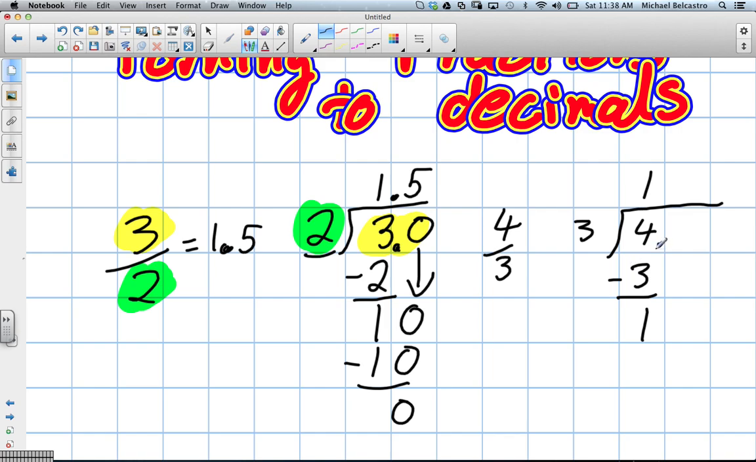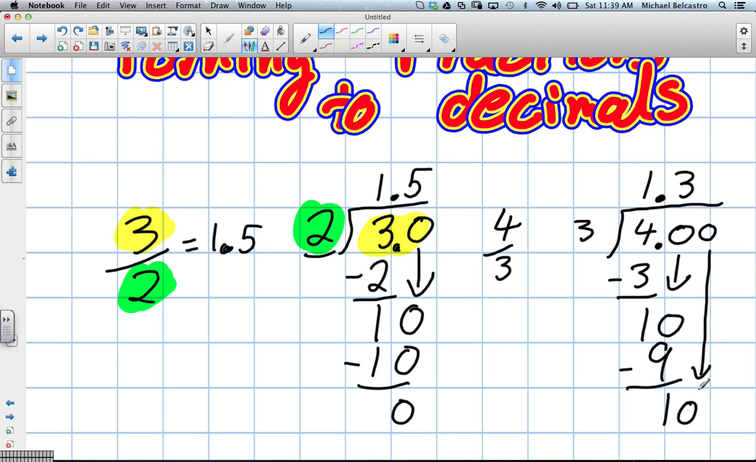Okay? What would be my next step here? Create a 0 and bring it down. Okay, so create a 0, bring it down. What would I do with this decimal? Move it up. Yeah, make sure we have one. So we bring down the 0. 3 goes into 10 how many times? 3 times. What is 3 times 3? 9. And then we subtract. 1. So I create another 0. Bring that down. What's happening here?